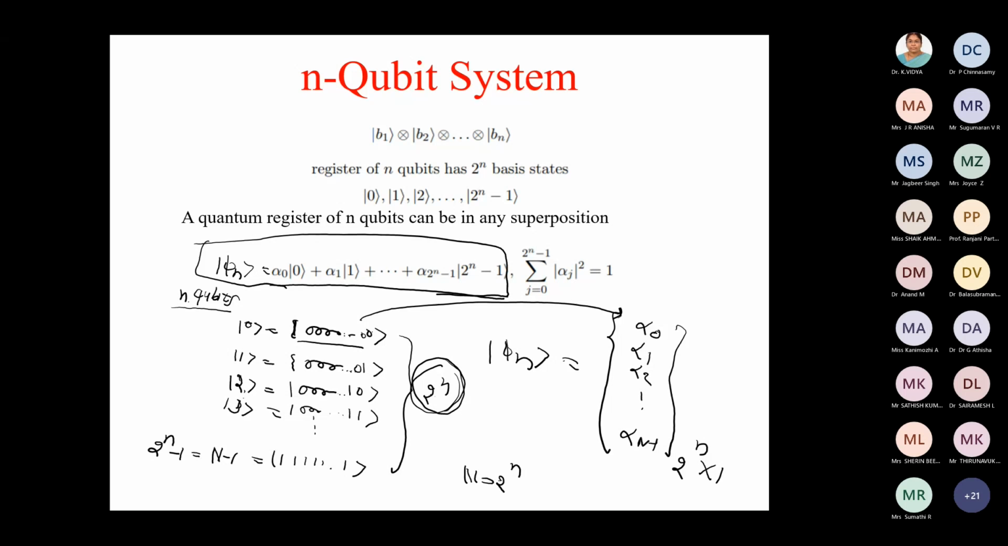When we measure them, we get them with certain probabilities. And what is the probability? Getting 0 has probability mod alpha 0 squared. Getting 1 has probability mod alpha 1 squared. And you remember the condition? This probability sum should be 1. Yes, it should be equal to 1. So this superposition is a very important phenomenon.